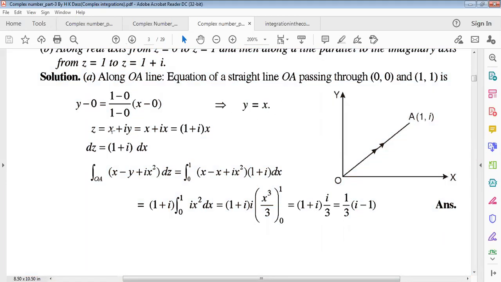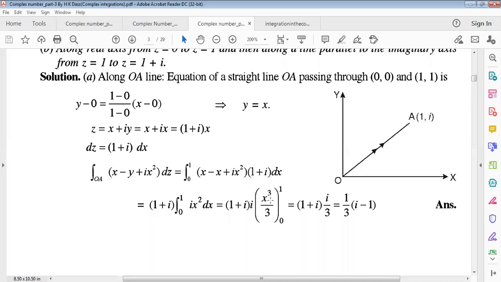So z equals x plus iy, a complex number, and y equals x. So x plus ix, taking common, is (1 plus i) x. So dz equals (1 plus i) dx. Just putting here y equals x, and dz equals this, we get this one. Now integration with respect to x, i x square dx. The integration of x square is x cube by 3.